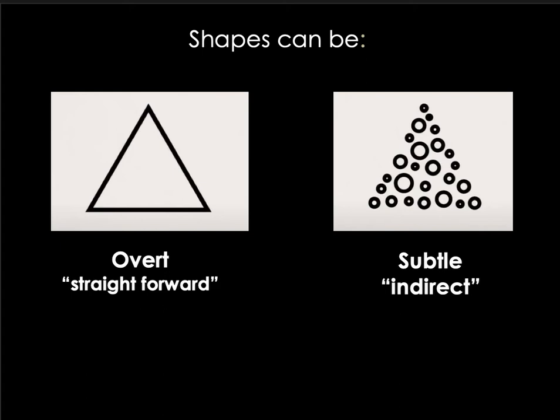So shapes can be overt, meaning straightforward. If you look at the image on the screen, you see that that is a triangle. It's an outline that is a triangle, meaning straightforward. Then you have something that's more subtle, more indirect. So you have a bunch of little circles making up the shape. So there isn't a descriptive line. Remember that from line? Overt is a descriptive line. It's an outline. A subtle shape is more indirect. It's the space inside creating that shape.